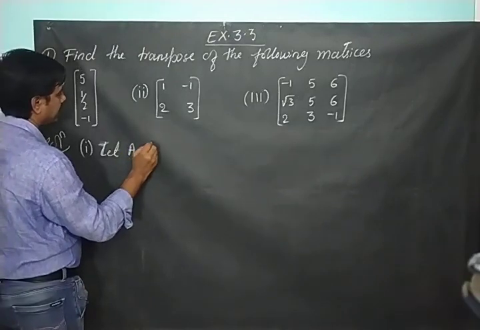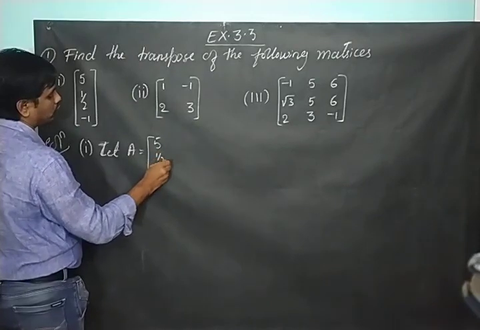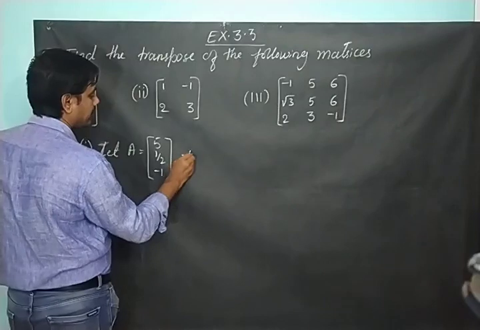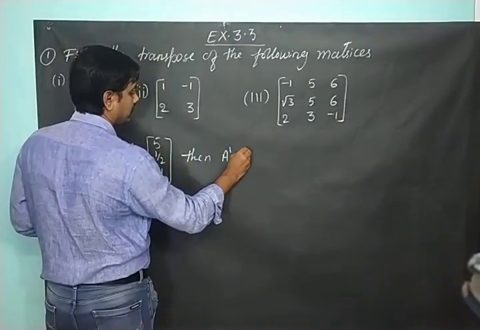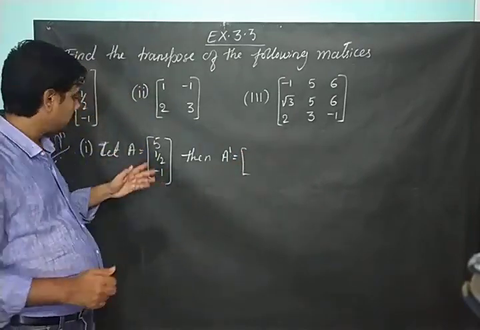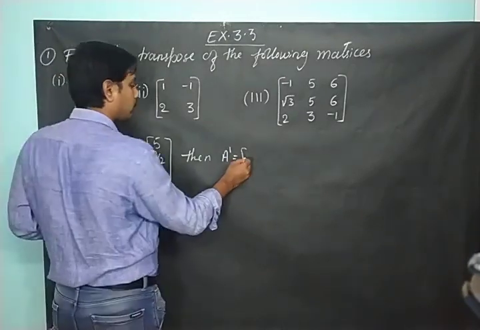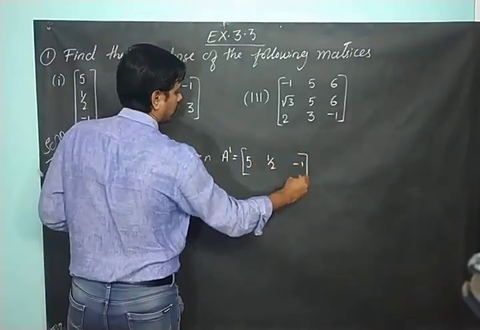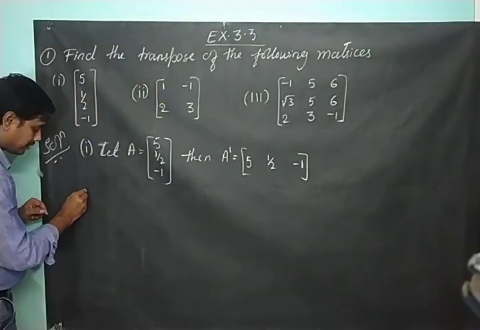Let A be the column matrix with entries phi, 1 upon 2, minus 1. What will be A transpose? This is a column matrix, so convert column into row. For only one column, only one row will be there. This column will be converted into a row: phi, 1 upon 2, minus 1. Fine.